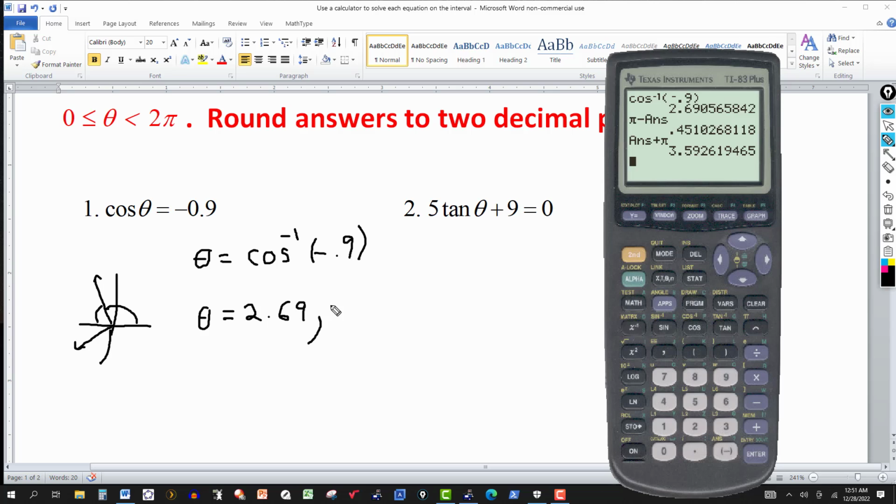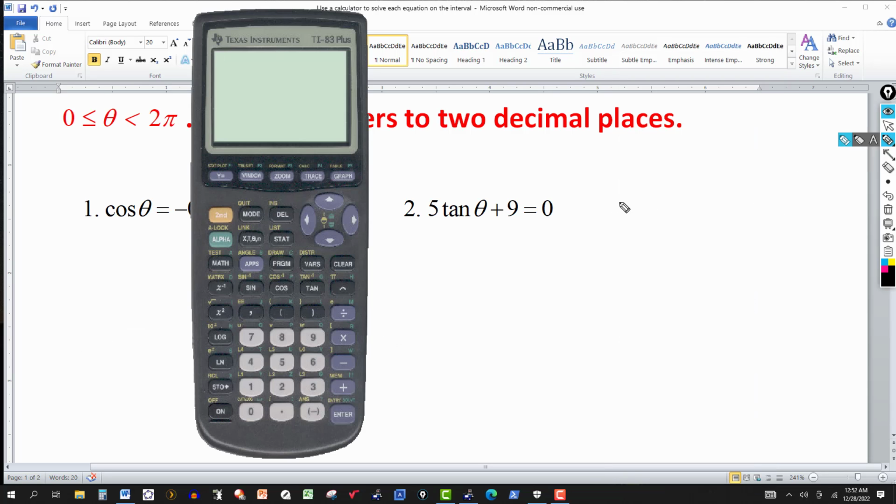Rounding out to two places, this will be 3.59. So two answers again, 2.69 and 3.59.